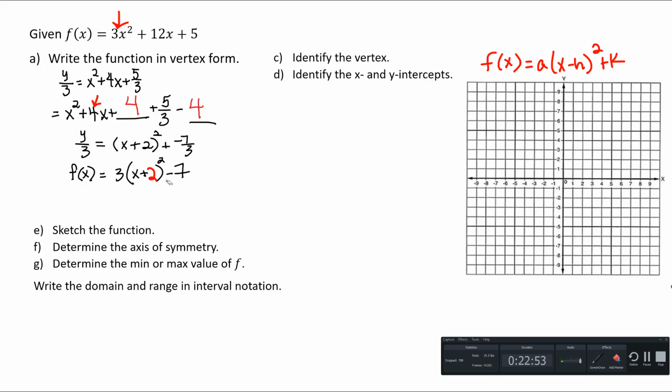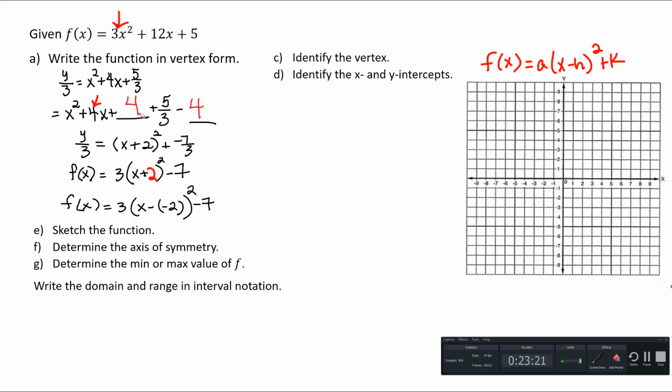All right. So now it is almost in the form that we wanted, because in the form for the parabola, you've got x minus h quantity squared. This has x plus a number instead of x minus a number. So we might want to rewrite that as f of x is equal to 3 times (x minus -2) quantity squared minus 7. And now we can quickly see what our vertex is.